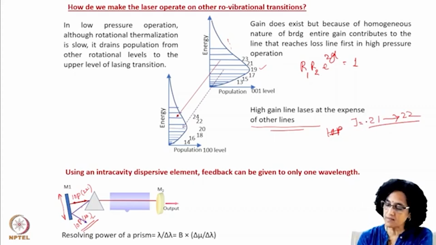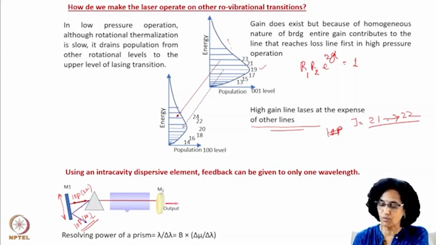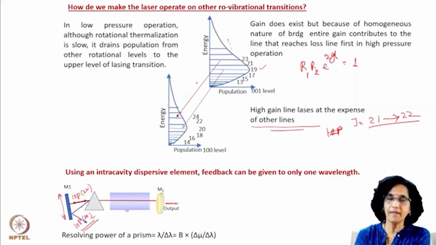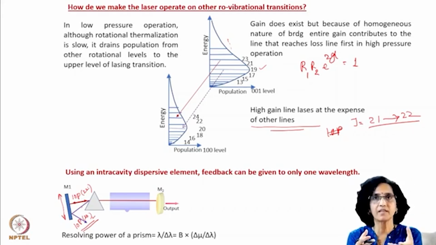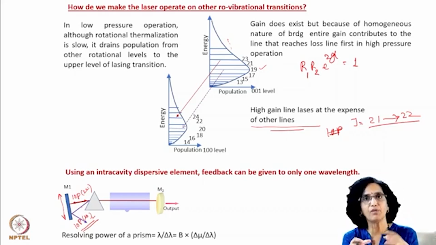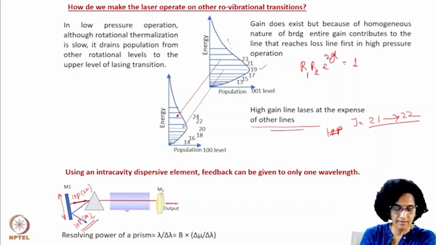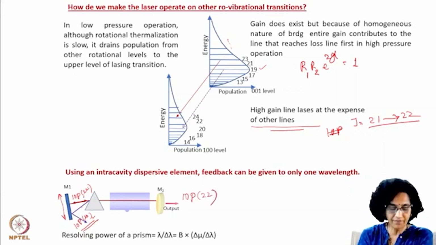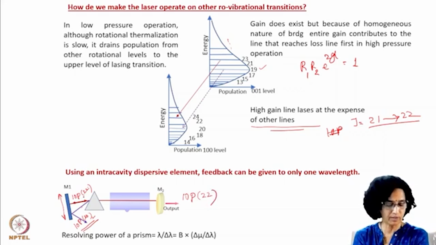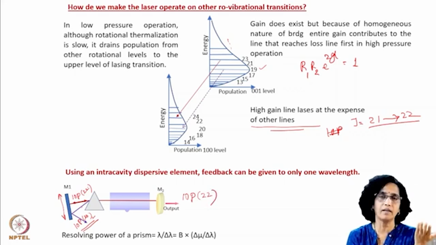So when the gain on this reaches the threshold, this will start lasing, and whatever rotational relaxation, thermalization was happening earlier, that will happen for this line as well, and this line will now get to lase, and what you will have is that low gain line. So we have done it now here for 10P22, but you can do it for any other line as well.